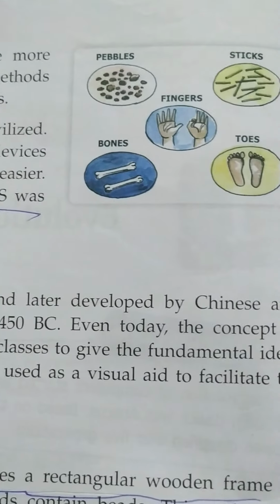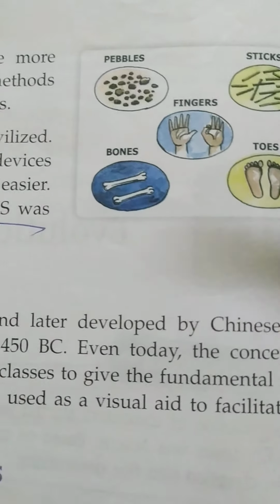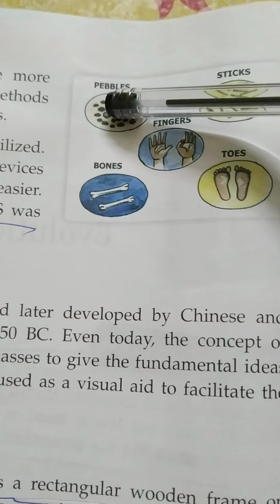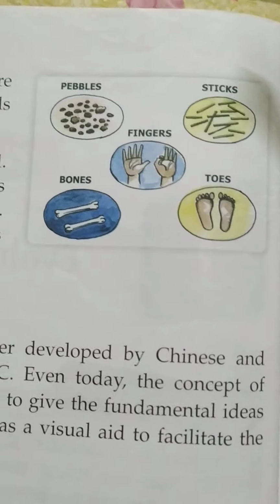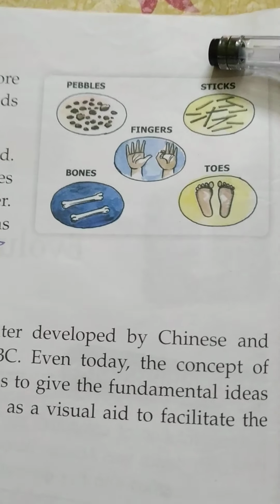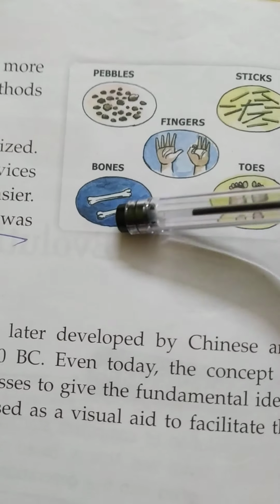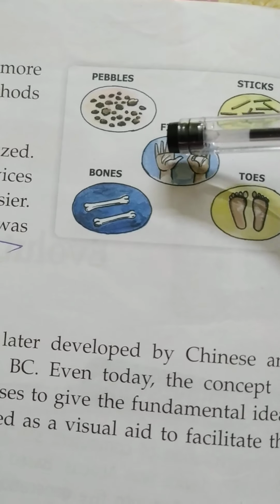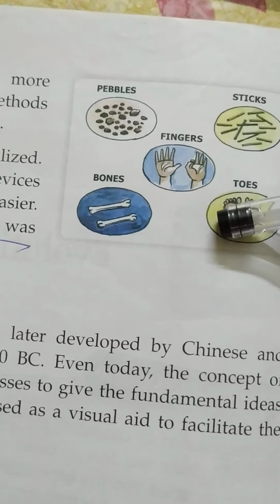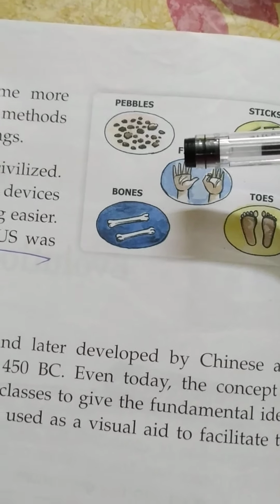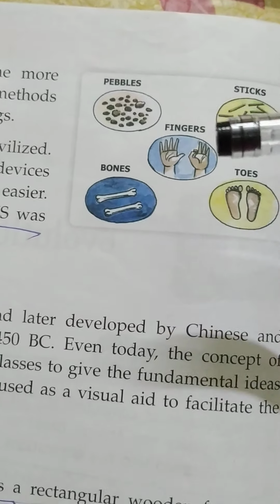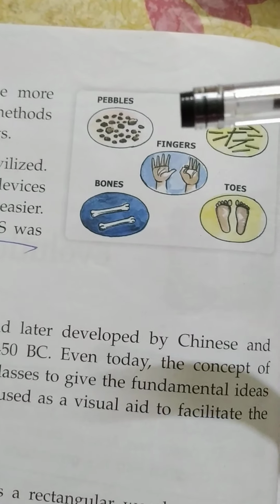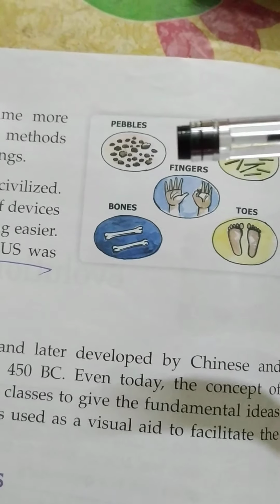things like pebbles, small stones, with which they used to count. Then sticks, they used sticks, fingers and bones and toes. Still we are using fingers, isn't it? Not toes, isn't it? So we are using fingers to count. Still you also do it, you use fingers to count, don't you? So early man also had all these aids to count.